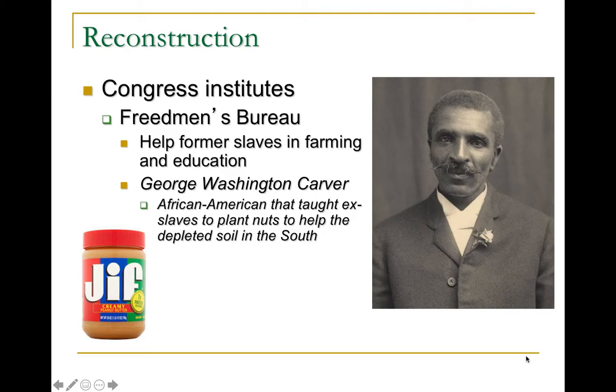You don't need to write this down, but George Washington Carver is one of my most favorite individuals during this Reconstruction era. He's an African American who taught ex-slaves to plant nuts to help the depleted soil of the South. Remember that the pro-slavery slaveholders not only were harming society with the slave issues, but also harming the geography because they were overplanting cotton and tobacco, which really depleted the soil. There was so much money to be had in cotton specifically that most slave owners were not crop rotating and protecting the environment. And so people like George Washington Carver would come along and present ways to use nuts to encourage white southern plantation owners to plant those nuts and to crop rotate instead of just keep depleting the soil.